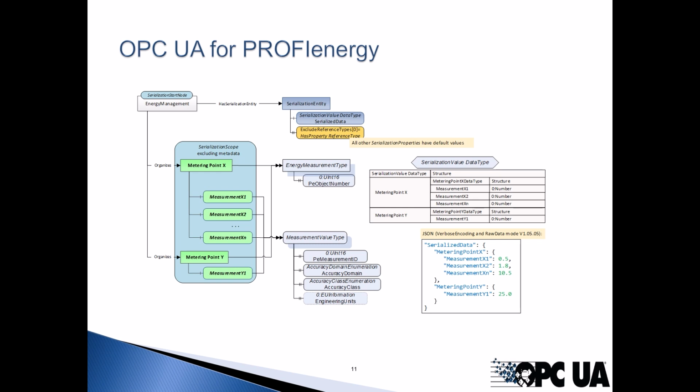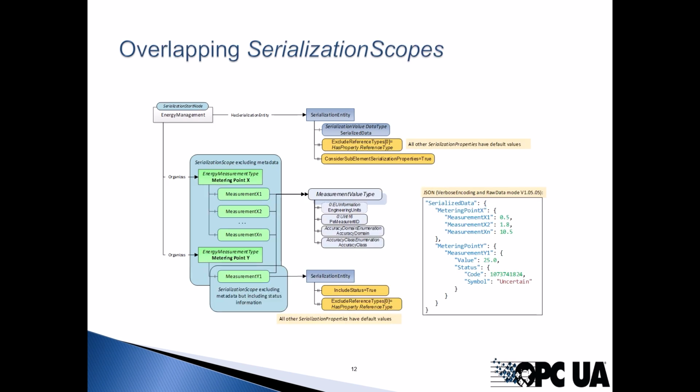Here can be seen how a serialization scope configured by the serialization entity referenced by the energy management folder is modified by a second serialization scope. The consider sub-element serialization property set to true directs the serialization process to evaluate the serialization properties of the serialization entity object referenced by the measurement y1 variable, which is already part of the enveloping serialization scope.